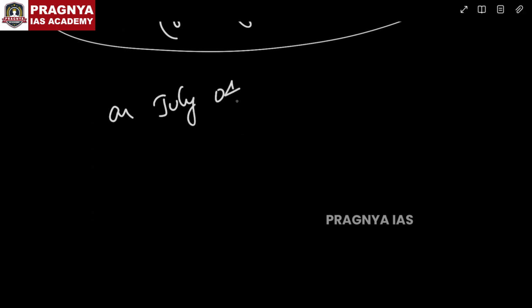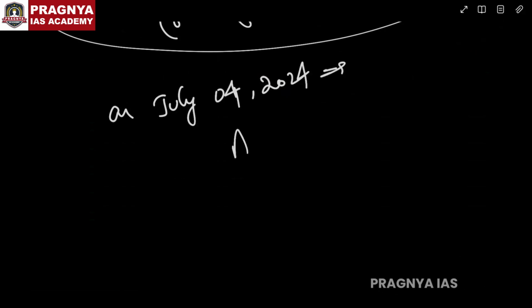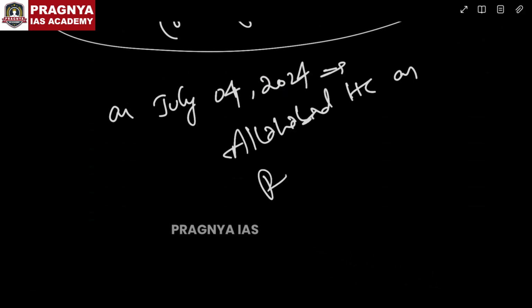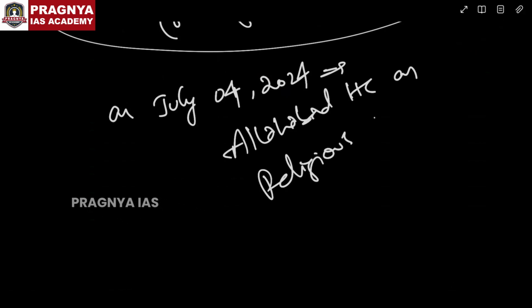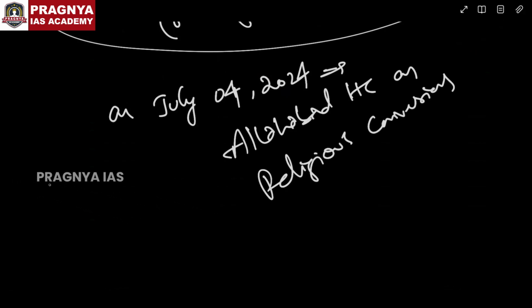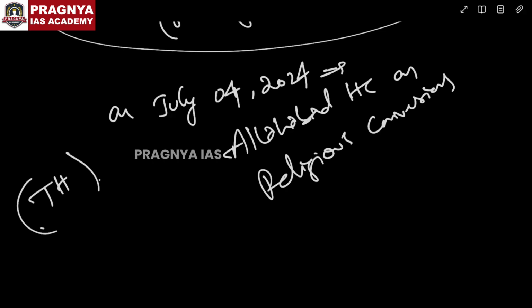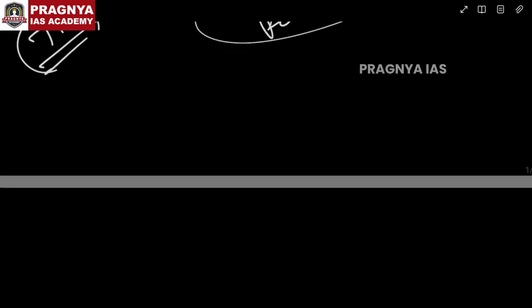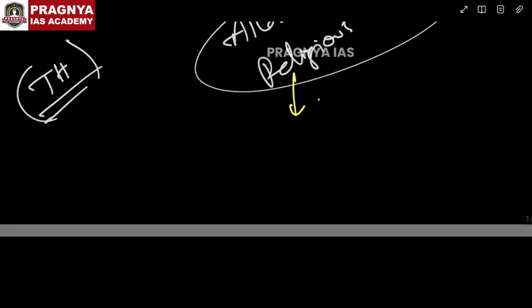And as a part of that, you should recollect a connecting dot to this 1st August 2024 current affair, which is from July 4th, 2024: the Allahabad High Court on religious conversions. The source is The Hindu. Okay, so why is this in news? What is the reason for this? So here come the reasons.